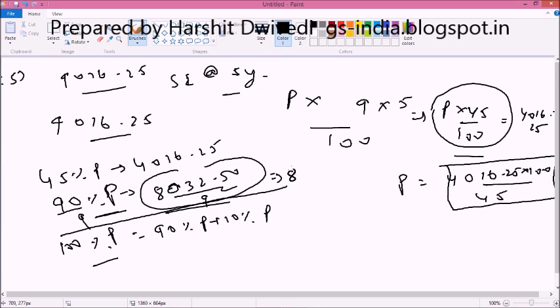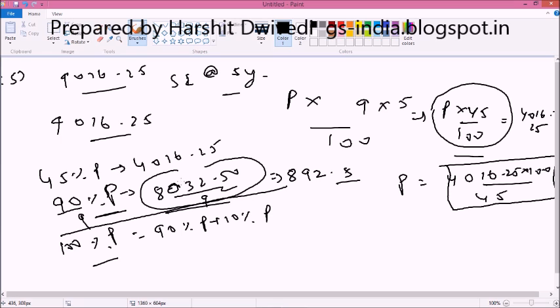Just see, 9 8s are 72. Write 2, 7 carry over. 9 9s are 81, 9 9s are 81, 2 carry over, 9 2s are 18, and 9 5s are 45. This is what we have got: 892.5 is 10% of the amount, and we already know 90% of the amount as 8032.5.